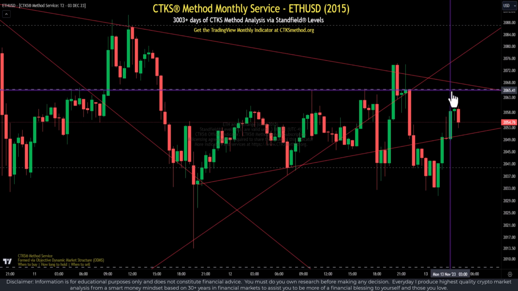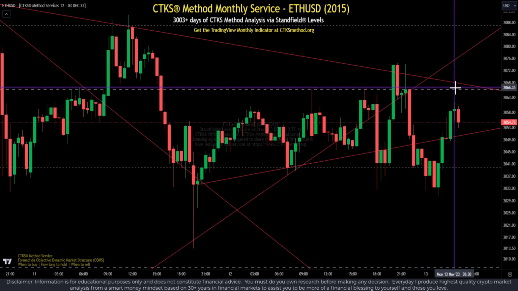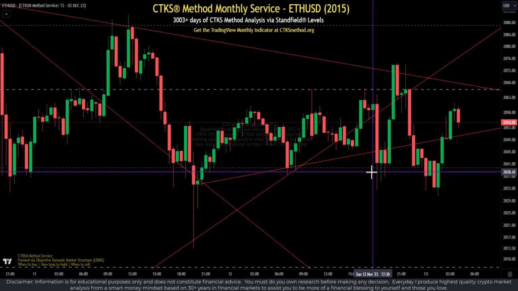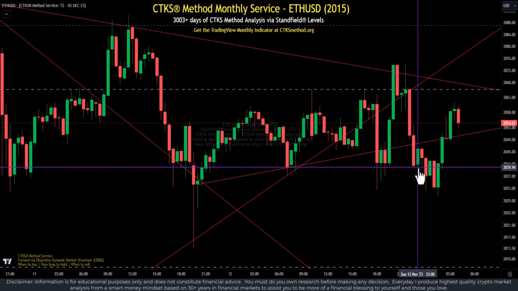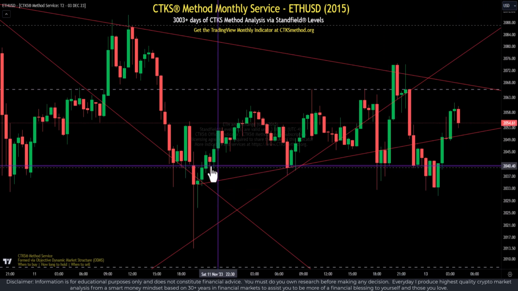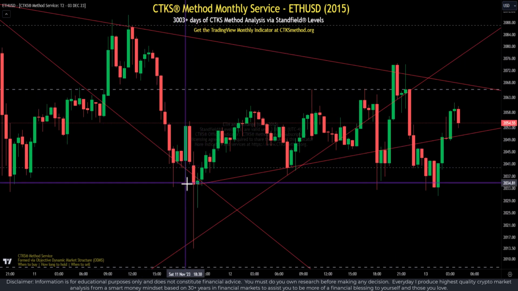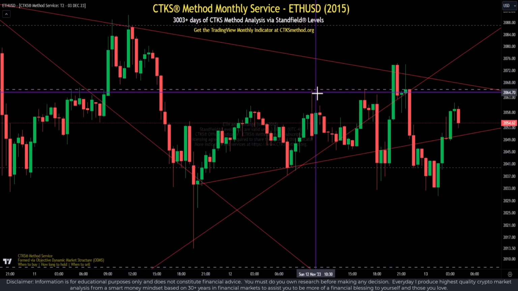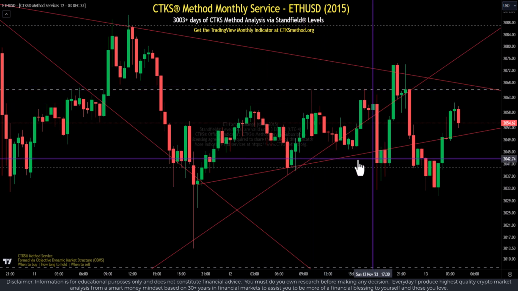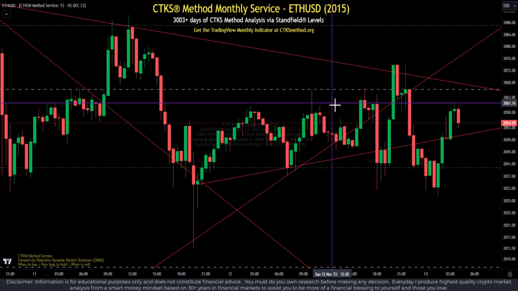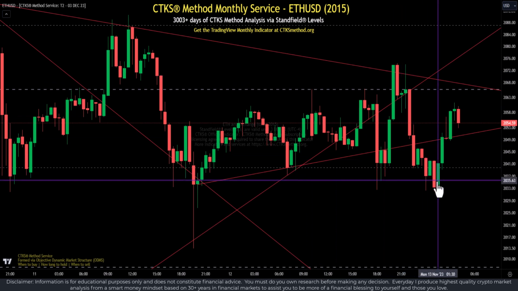What you can see is that this particular level, just above price at 2065, is the actual correct institutional resistance level. And where is the institutional support? It's at 2039. What happens when price hits institutional support? It bounces. When it hits institutional resistance, it bounces down. Bounces up, bounces down, bounces up, bounces down, bounces up.